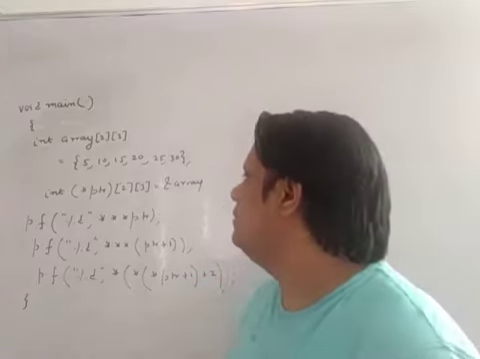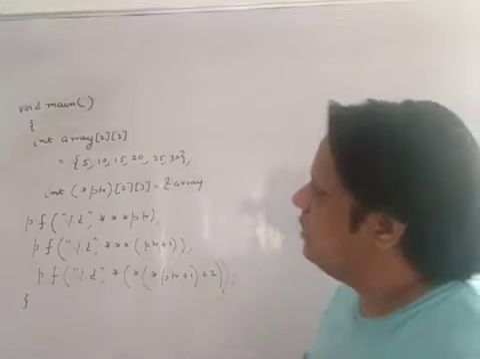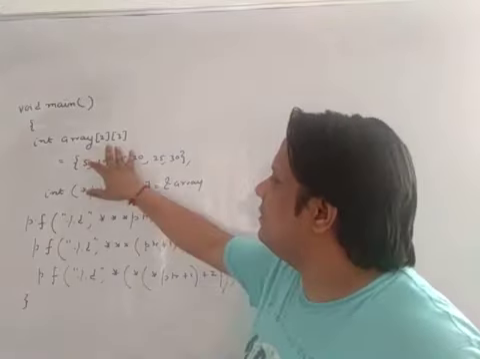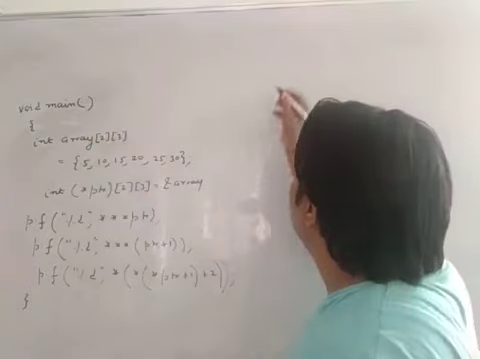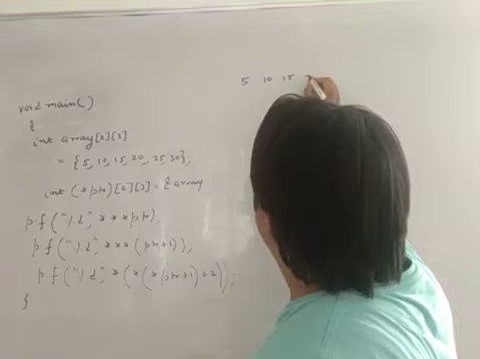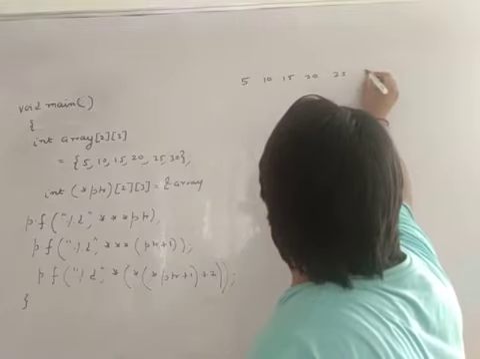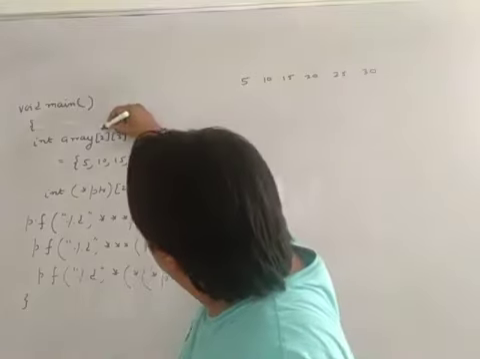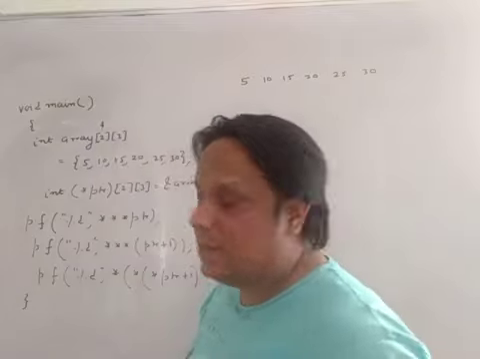Okay, so now let's move on to this question. Now first we have declared a 2D array of 2 and 3. So let's write down these elements: 5, 10, 15, 20, 25 and 30. So this is your two-dimensional array.